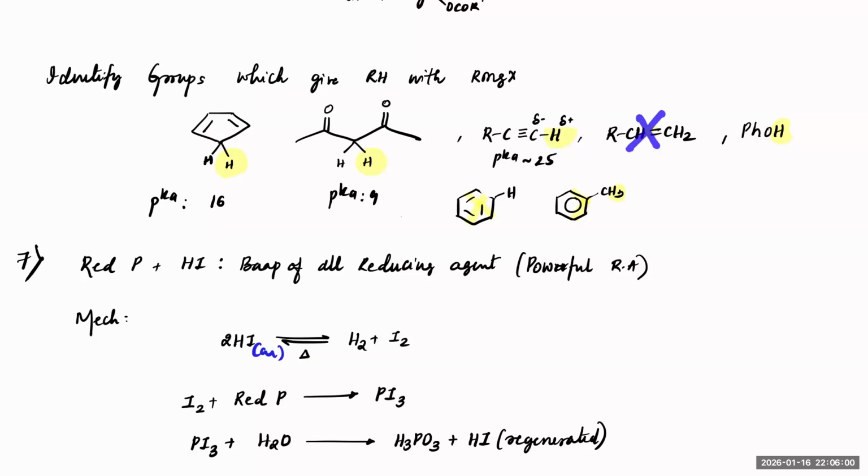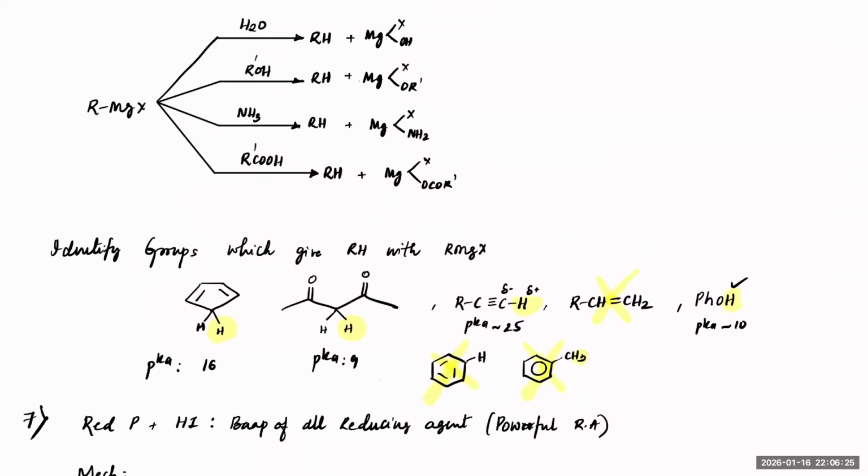Double bonded carbon cannot be pulled off. So here you cannot notice any product getting formed. And phenol, the pKa value is around 10, so definitely it can be easily pulled off. On benzene also, if you want to pull it off, it is very difficult, so this cannot be done. And on toluene also, it is difficult, it cannot be done.